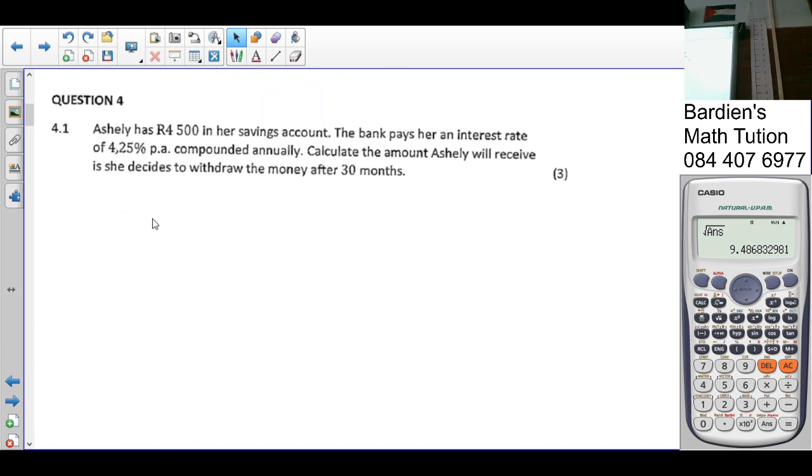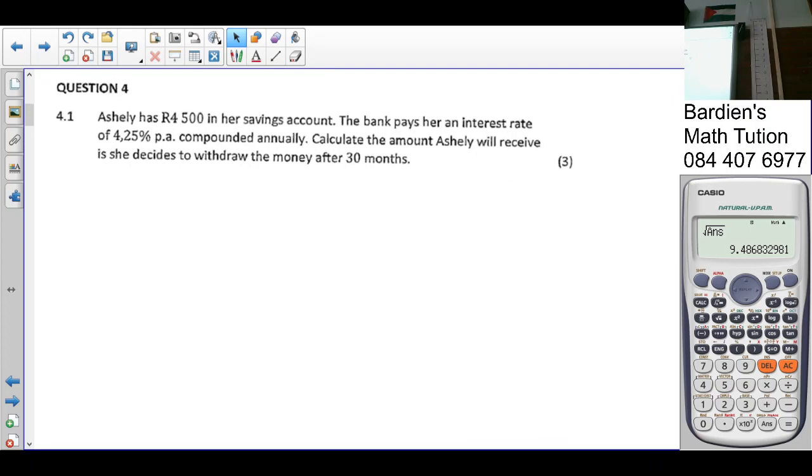In question 4 we are told that Ashley has 4,500 in a savings account. The bank pays an interest rate of 4.25% compounded annually. Calculate the amount Ashley will receive if she decides to withdraw the money after 30 months. Which formula do I use here? The compound formula. What's the compound formula? A is equal to P into 1 plus i to the exponent n.